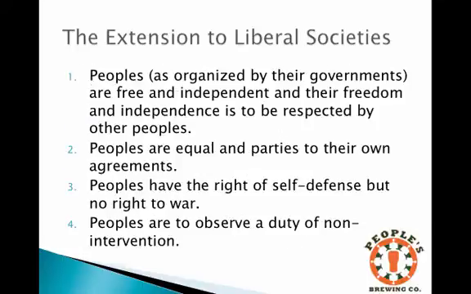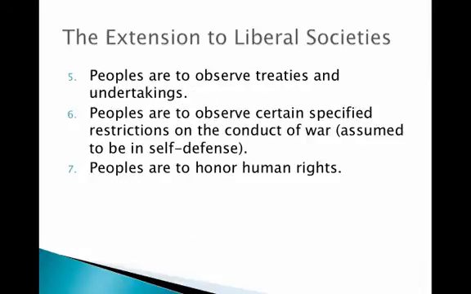1. Peoples, as organized by their governments, are free and independent, and their freedom and independence is to be respected by other peoples. 2. Peoples are equal and parties to their own agreements. 3. Peoples have the right of self-defense, but no right to war. 4. Peoples are to observe a duty of non-intervention. 5. Peoples are to observe treaties and undertakings. 6. Peoples are to observe certain specified restrictions on the conduct of war, once in self-defense. And 7. Peoples are to honor human rights. I'll spend less time explaining these during this lecture, but that is what they would agree on.